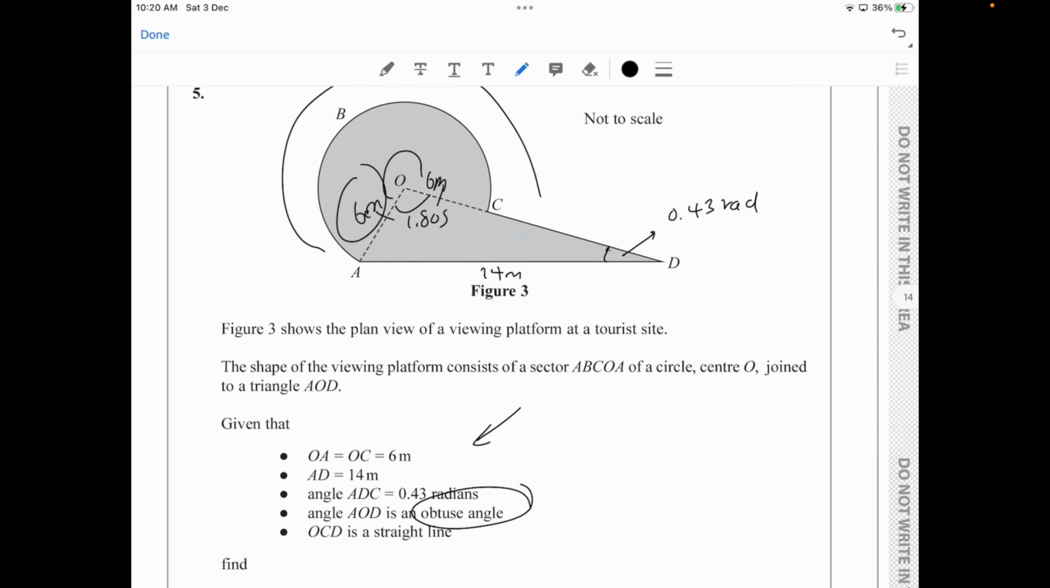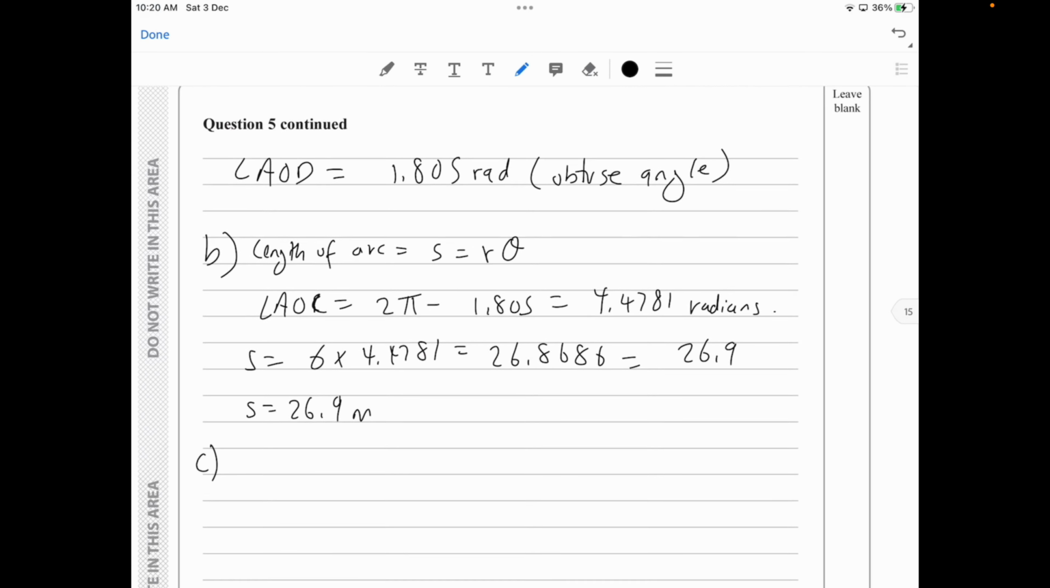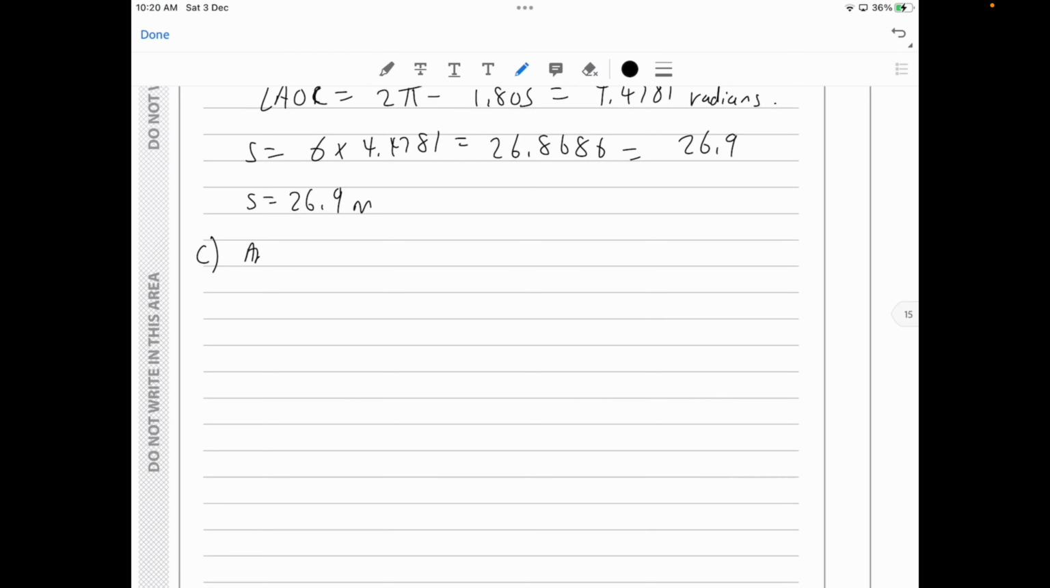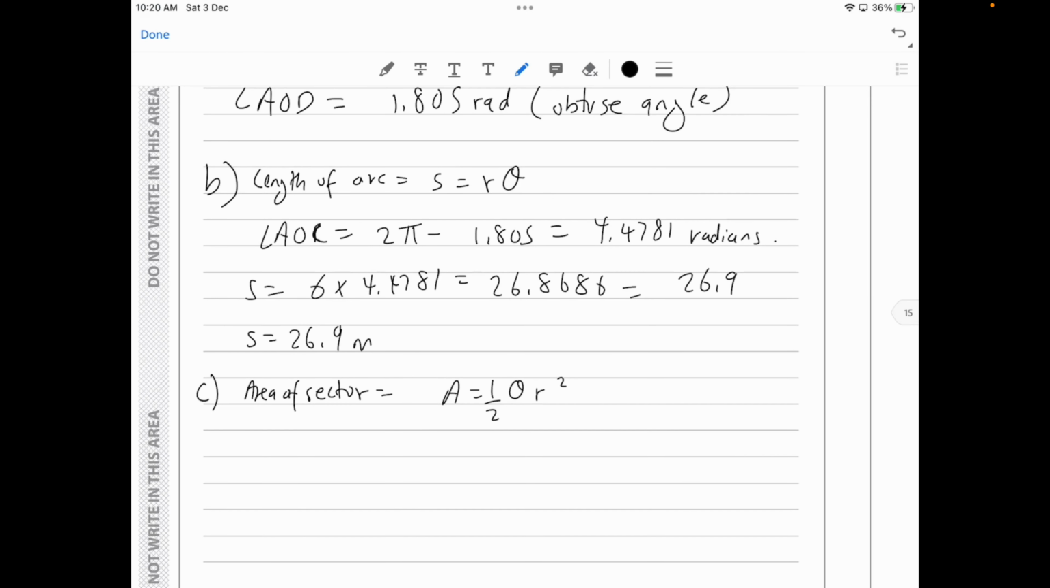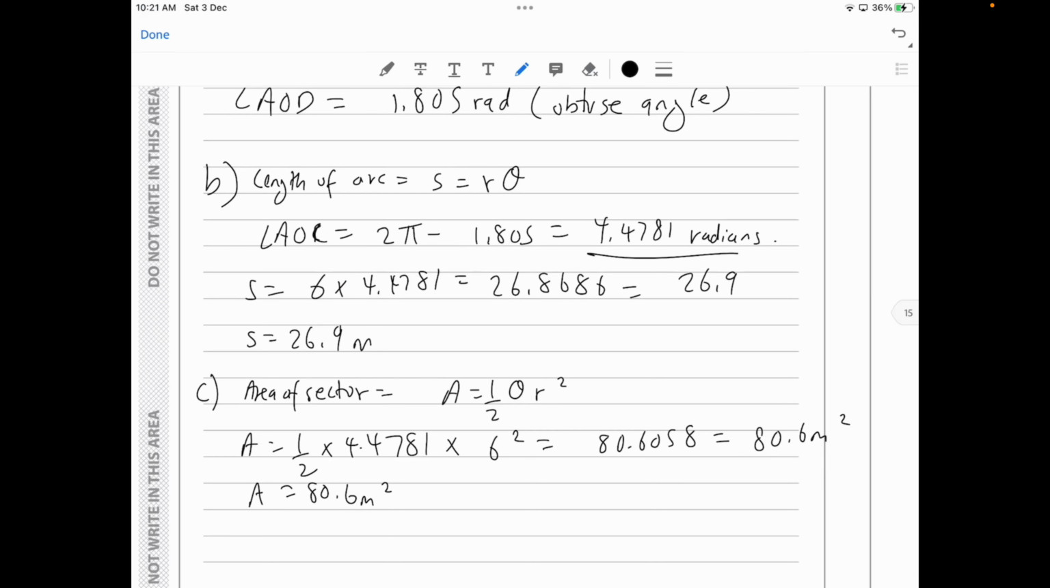So we know the formula for the area of a sector to be area is equivalent to half theta r square. So we know what the angle is. We know that the angle is 4.4781 radians. So area is equivalent to half times 4.4781 times 6 square. So this is going to give us 80.6058. We're just going to round this off to 80.6 meters square. So that's going to be your area for that sector, 80.6 meters square.